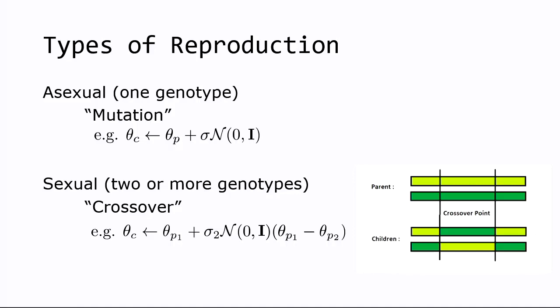Sorry, I should have been clear. All of this reproduction happens on the genotype. There's no phenotype reproduction, because the phenotype could be something where, how do you do that? You can't reproduce two phenotypes. And if it's neural networks, how do you make sure it stays valid?